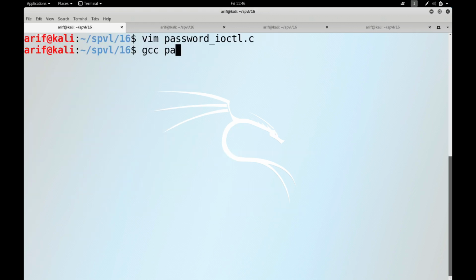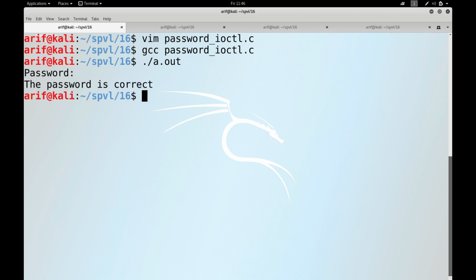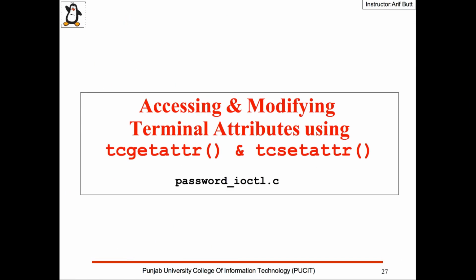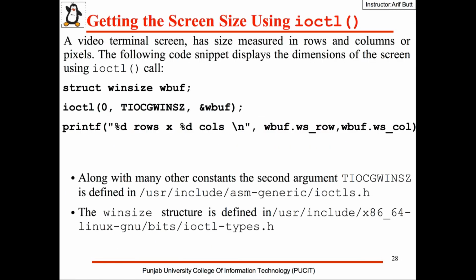Let me run it again. ./a.out. Let me give the correct password, which is PUCIT, and it says the password is correct. Let me fall back. You can do a lot of things with ioctl. I have shown another code snippet using which you can get the screen size of your terminal using the ioctl call.